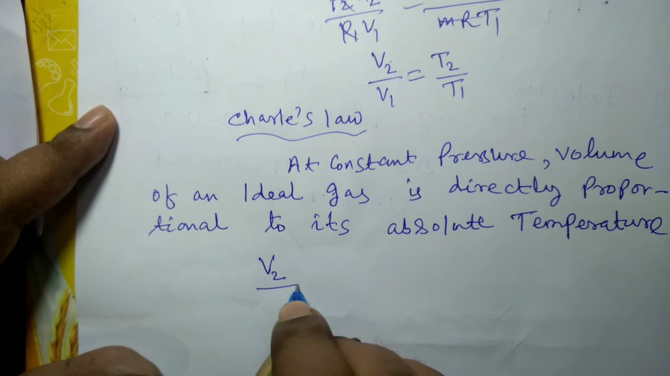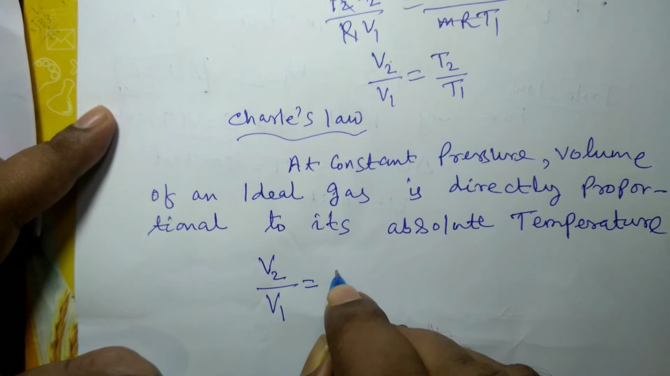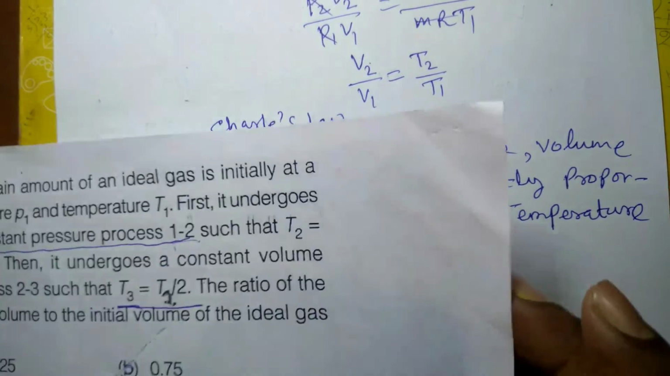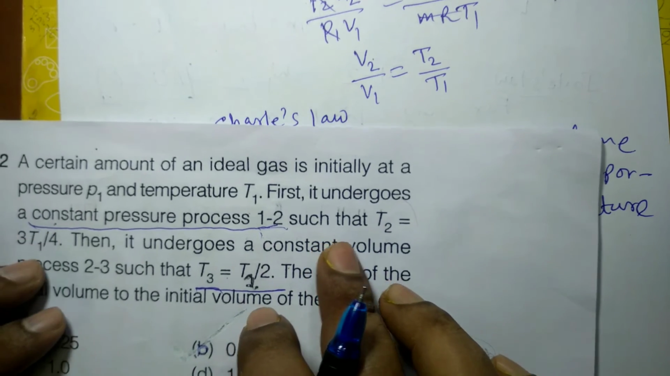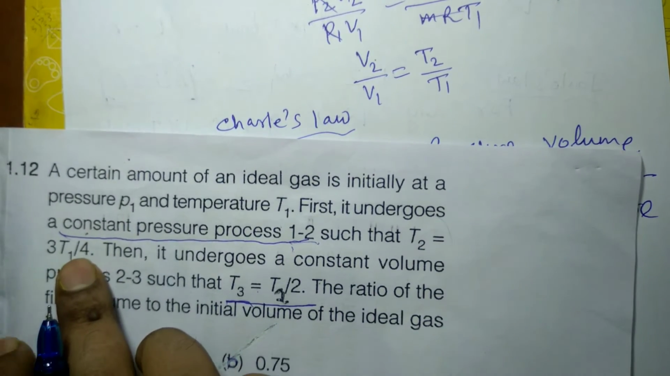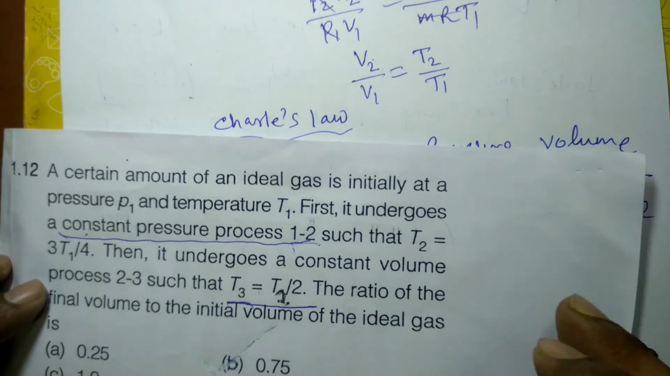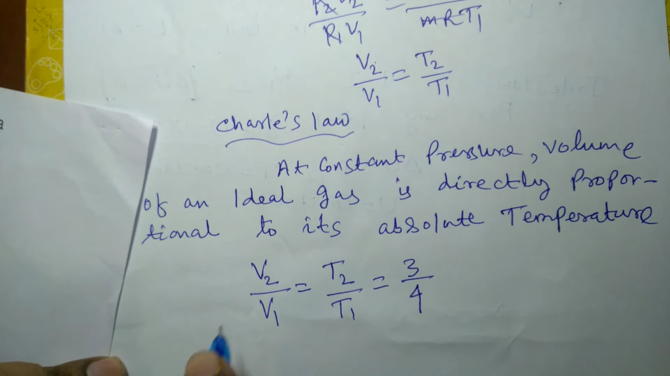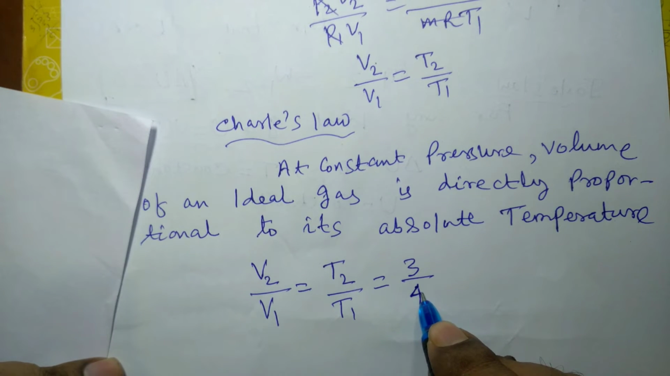So हमको ये मिल गया V2 by V1 is equal to T2 by T1. According to question, T2 is equal to 3T1 by 4. So T2 by T1 is 3 by 4. So V2 by V1 हमको मिल गया 3 by 4.